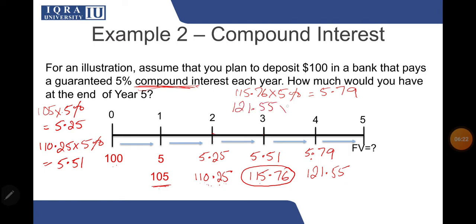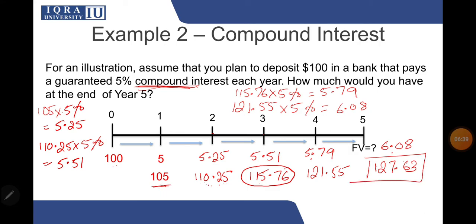121.55 multiplied by 5% will give you 6.08. This is the interest of the fifth year, and your last amount will be 127.63.